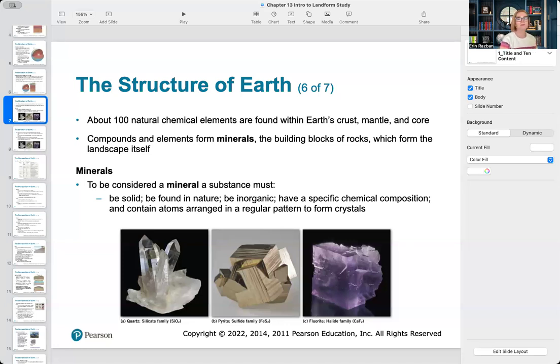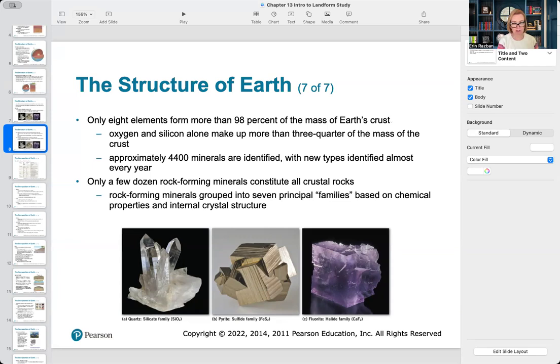Okay, fantastic. So, what exactly is a mineral? We're going to break it down. A mineral is a naturally formed inorganic solid substance with an unvarying chemical composition and a characteristic crystal structure. So, for something to be considered a mineral, it must be solid, naturally found in nature, inorganic, possess a specific chemical composition, and contain atoms arranged in a regular pattern to form solid crystals.